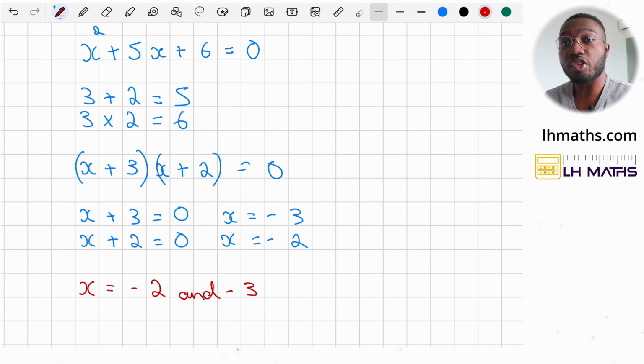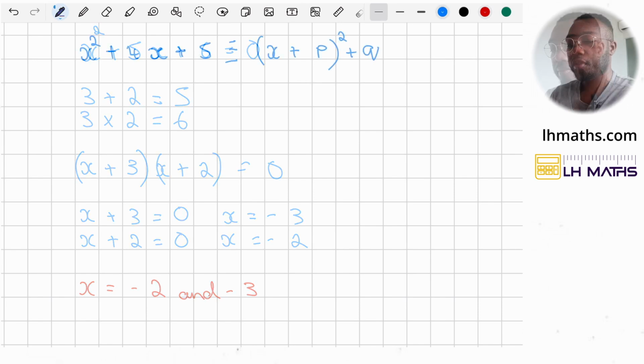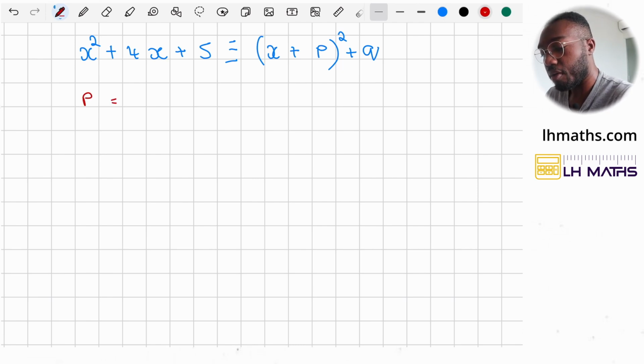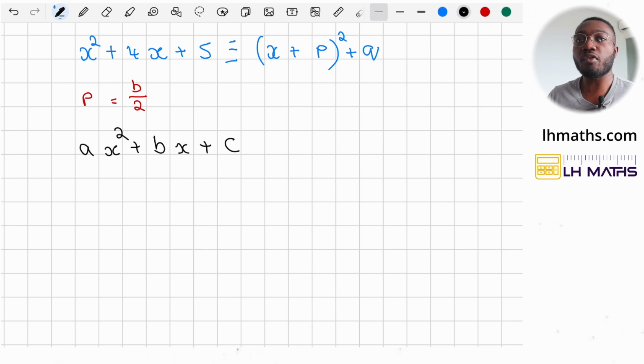However, if I show you a different example now, right now I've got x squared plus 4x plus 5, and what completing the square effectively is, you want to write it in this form, x plus p all squared plus q. So what is p? Well, p essentially is just b over 2. A quadratic expression is always going to be in this form, ax squared plus bx plus c.